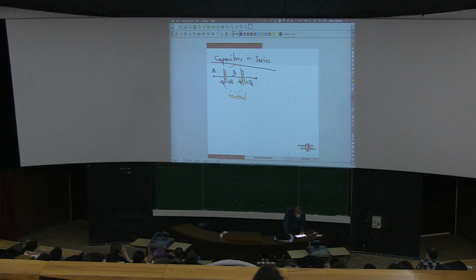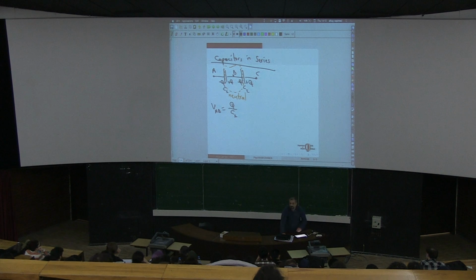A, B, C, and this capacitor, let's say, has capacitance C1, this capacitor has capacitance C2. Now, what is the potential difference between A and B? Potential difference. Q over C. Q over C1.